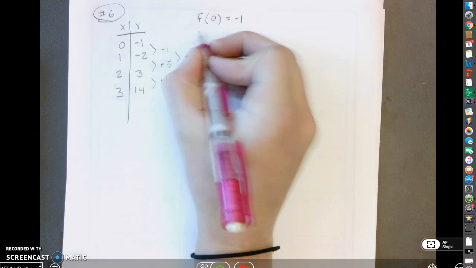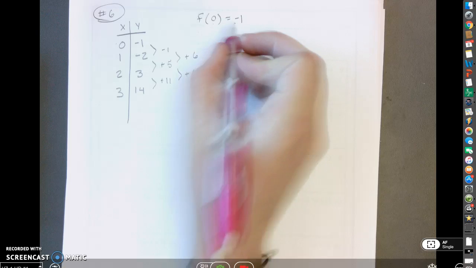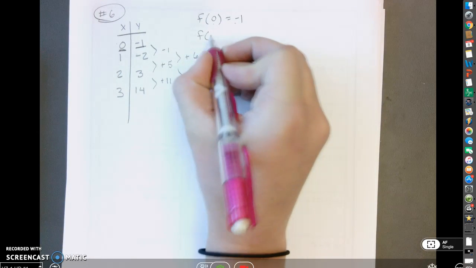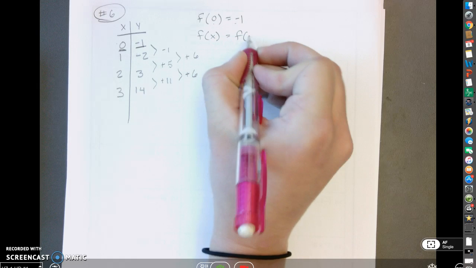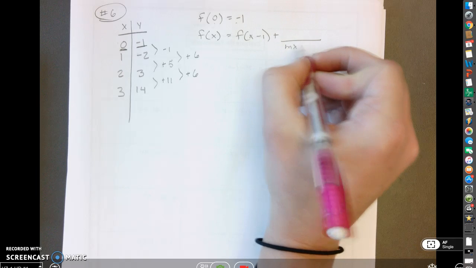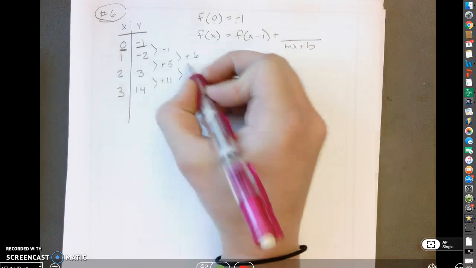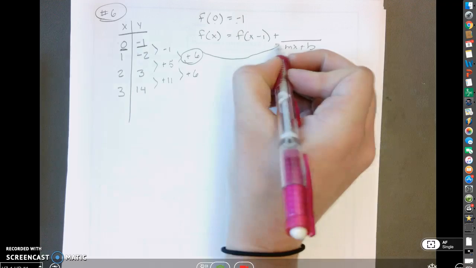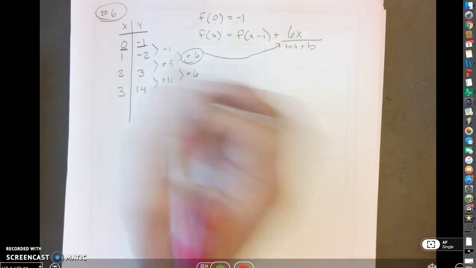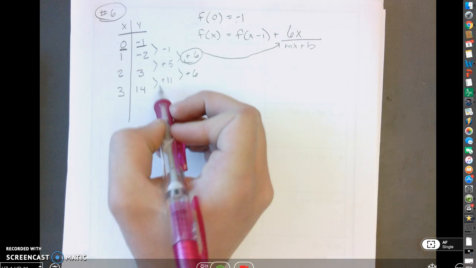So our recursive, again, f of 0 equals -1. I got those numbers because they're the first in my table. Then I go f of x equals f of x minus 1 plus, I need an mx plus b right here, okay? This number is your second difference. It always goes right here. So 6x.